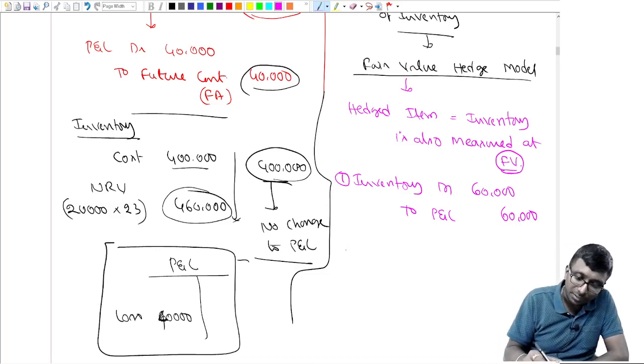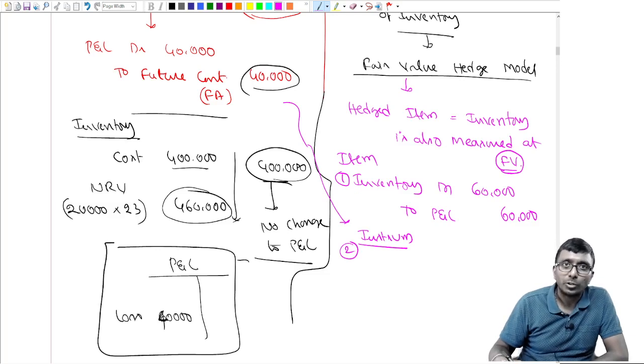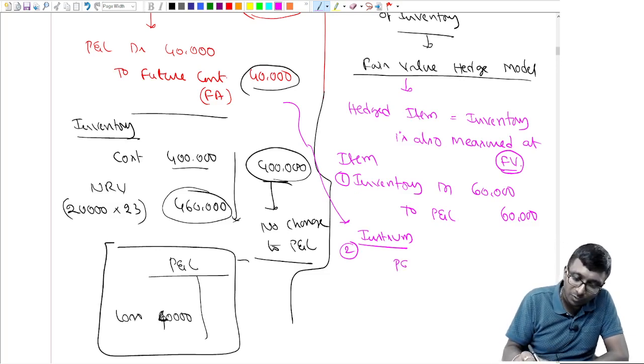Done. At the same time, the second journal entry, the same journal entry. This is with respect to the hedged item. This is with respect to the hedging instrument. Hedging instrument also, obviously, we will do the fair valuation. When you do fair value, what will happen? The profit and loss account is debited to the future contract. Same entry. That comes to 40,000.